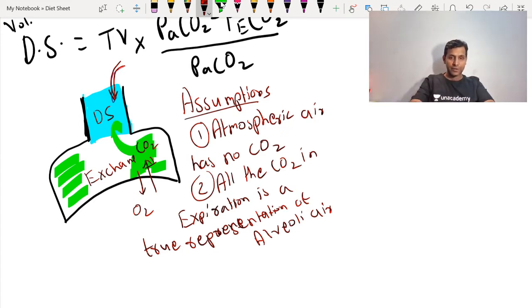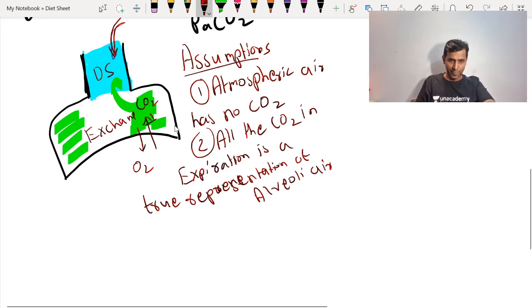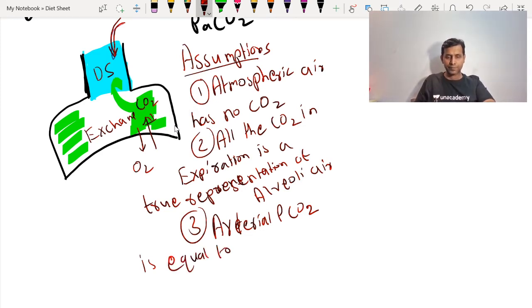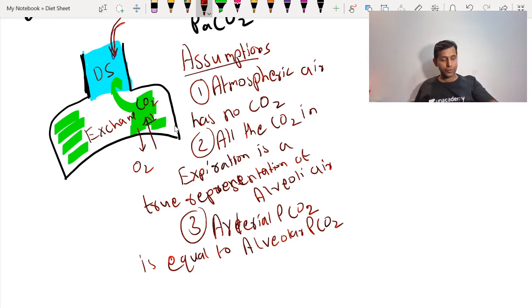And the third assumption we consider is the arterial PCO2 is equal to alveolar PCO2. Remember, alveolar PCO2. The arterial PCO2 is similar to alveolar PCO2. These are the three important assumptions which we consider while calculating dead space. I'll repeat. In calculation of dead space, we consider three important assumptions.